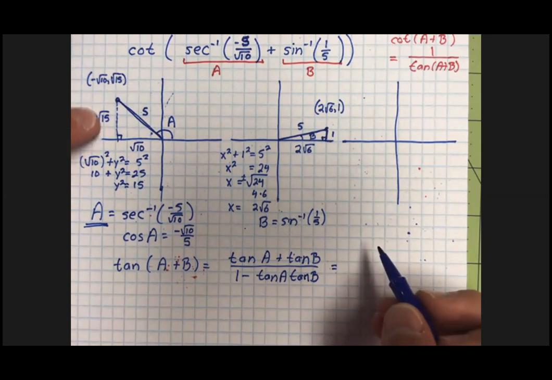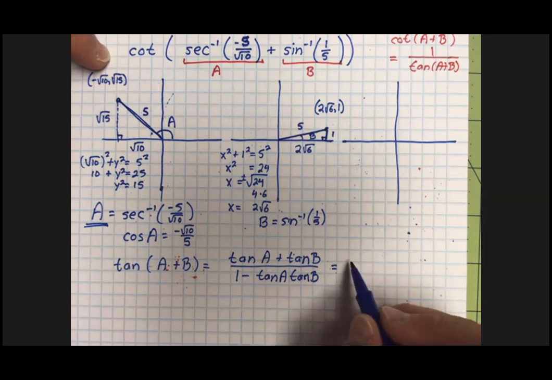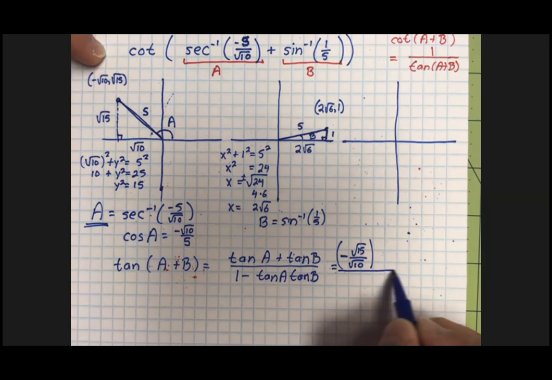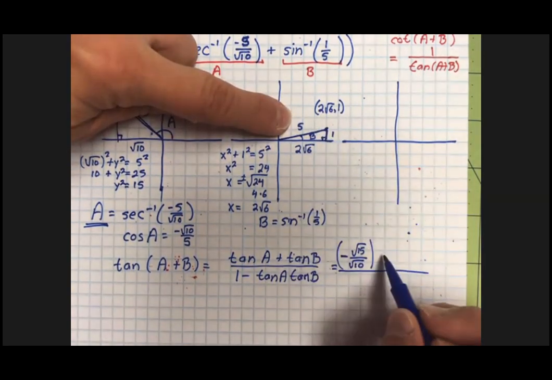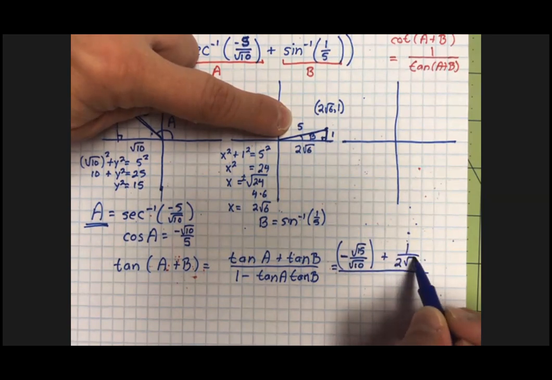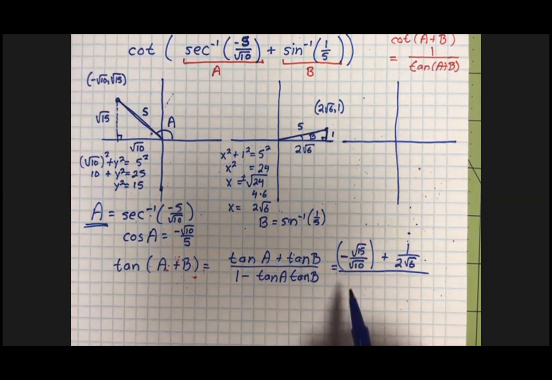Now the tangent of angle A is minus y over x. That's √15 over √10, negative. Tangent of B is 1 over 2√6. Wow, this is going to be a nasty number. There's too many roots. Now, ordinarily I don't want to rationalize denominators, but I've got a lot of roots in here. I've got to be careful.